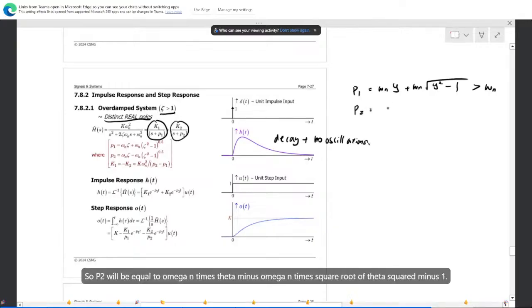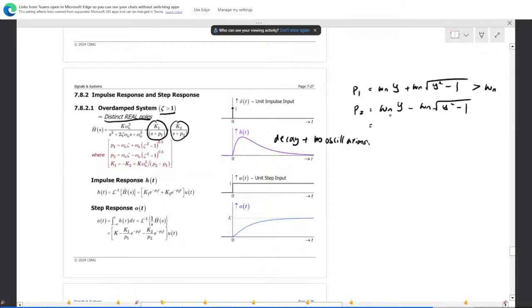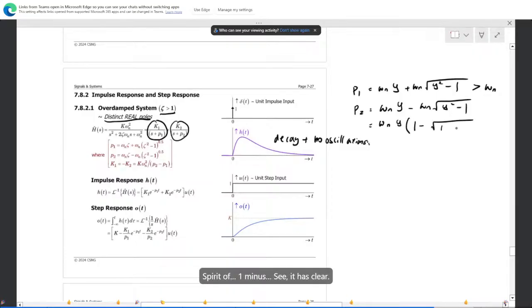So P2 will be equal to omega n times theta minus omega n times square root of theta squared minus 1. Actually, from this expression, it is hard to tell whether it is larger than omega n or less than omega n. So therefore, we are going to write it in another form. So it is equal to omega n multiplied by theta and 1 minus square root of 1 minus 1 over theta squared. Is that okay? Until this step is okay.